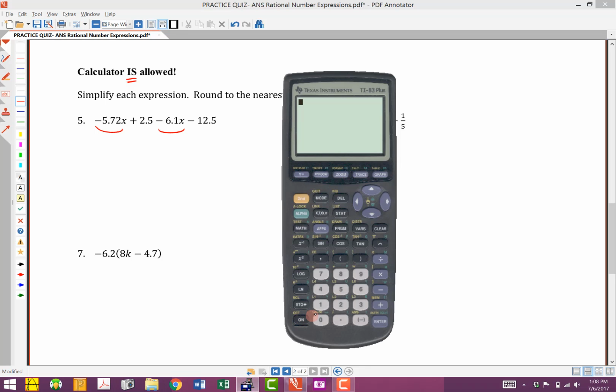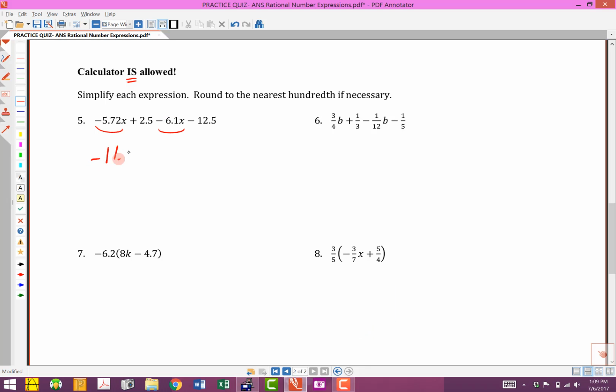So I'm going to do, let's see, negative 5.72 minus 6.1. Now remember, you should know roughly what the answer is going to be. This is about 6 and this is about 6. They have the same sign, so we're expecting something around negative 12. So negative 11.82. So negative 11.82 with an x. Done with those, I'm going to lightly cross them off.